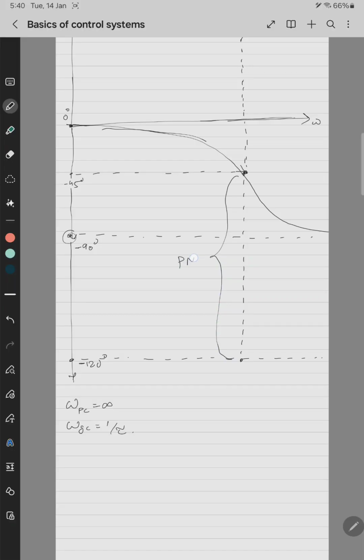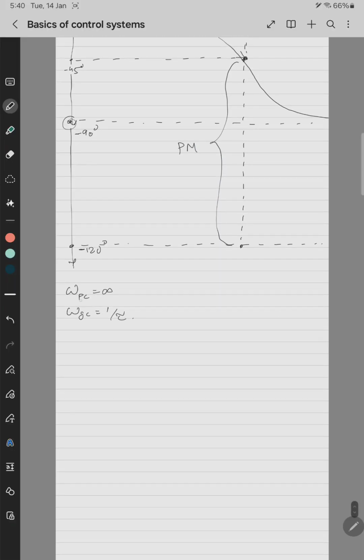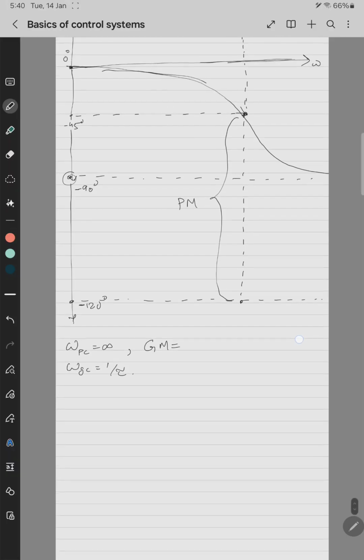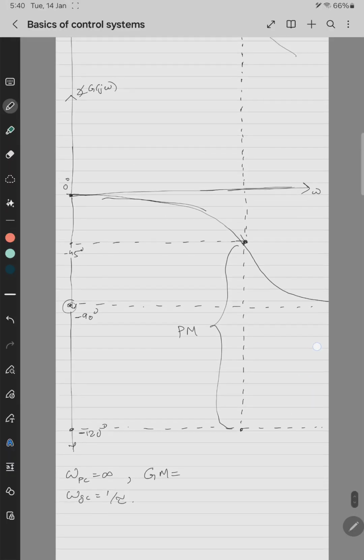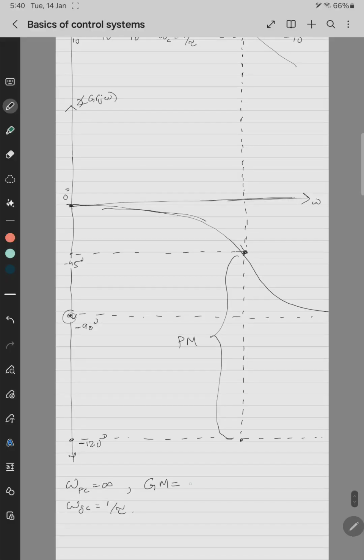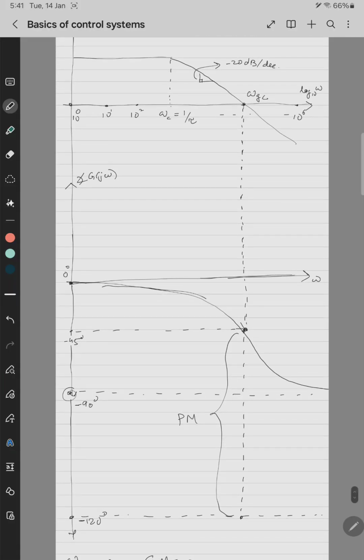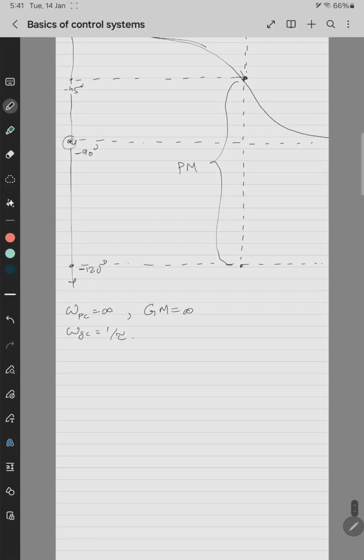So if phase crossover frequency is infinite, what is the gain margin? Gain margin is how much the gain is when it is infinite. So basically what happens is it will also be infinite because we don't know at what frequency it touches minus 180 degree. Let's say it touches infinity. At infinity, how much the gain will be above it, that we don't know. So we have no idea about it.